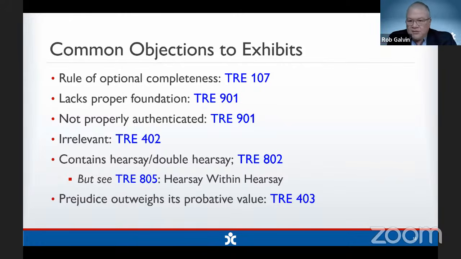Lacks proper foundation. I mean, that's pretty self-explanatory. Hopefully by now, everything that comes in has to have a foundation applied. The predicate has to be established. Sometimes it's not. But we do some seminars and training on predicate and laying the foundation for exhibits. I think there was one back in November. If you're unfamiliar with that, go do that webinar and do that training. You want foundations to be there.